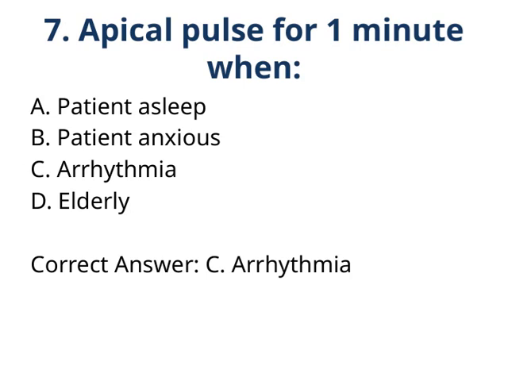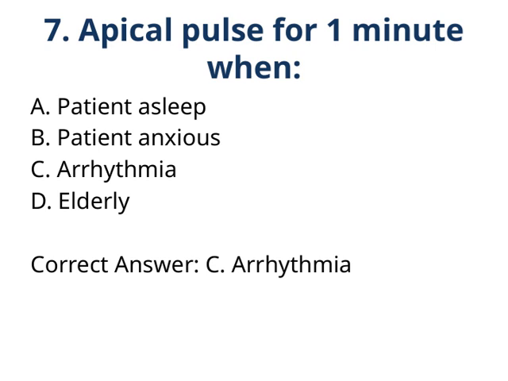Now, let's look at some common scenarios where you might need to take an apical pulse for a full minute. First, you might notice the patient is asleep, which can make it easier to get an accurate reading since there's less movement. Second, if the patient is anxious, it could affect their heart rate, so a longer measurement helps get a true picture. Third, in cases of arrhythmia, it's especially important to listen carefully for irregularities, and measuring for a full minute ensures you don't miss any abnormal beats.